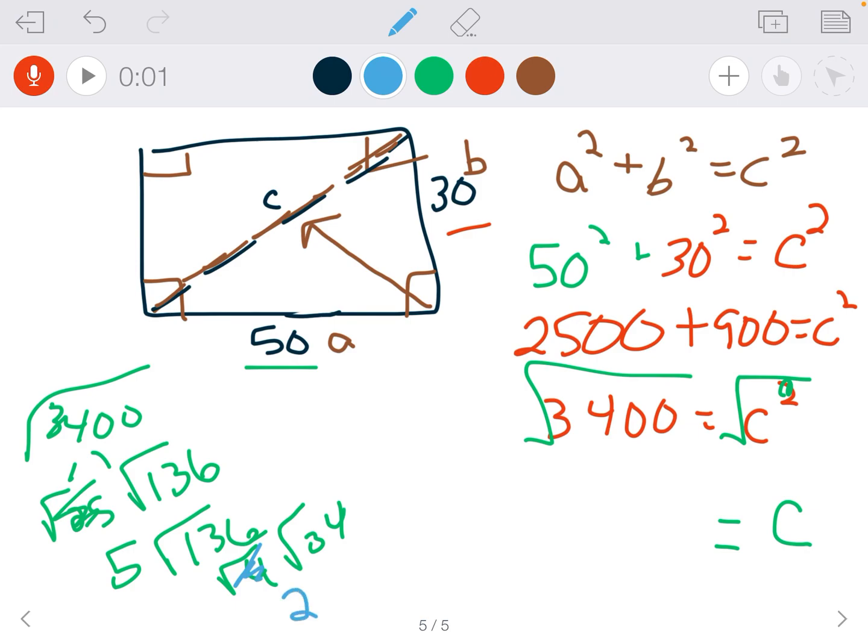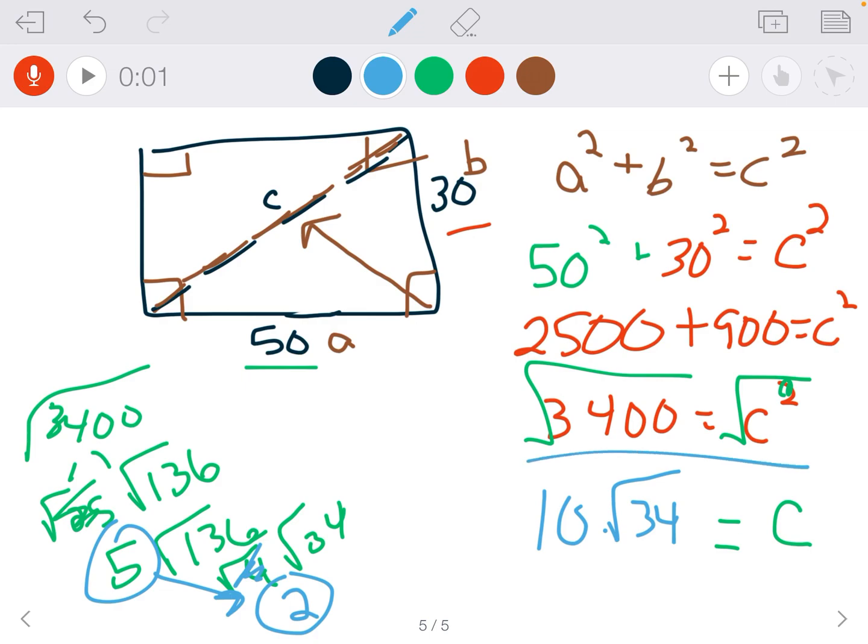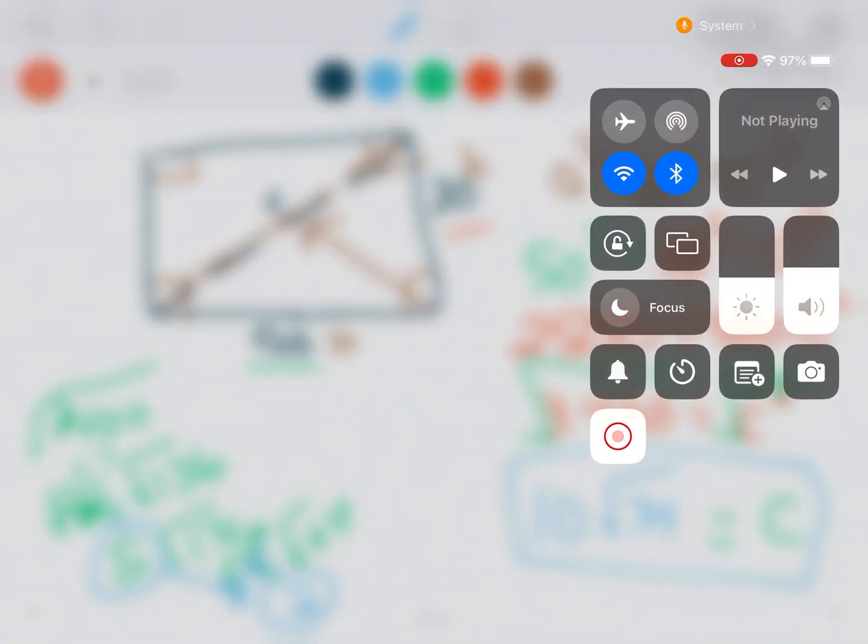Remember, we did this to get the radical 4 too. I have 2 outside numbers now, so I multiply those together, giving me 10, and then the square root of 34. And I know that for the square root of 34, there's not a perfect square that goes into that. So 4 doesn't go into it, 9 doesn't go into it, etc. So your final answer is 10 radical 34. Hope this helps.